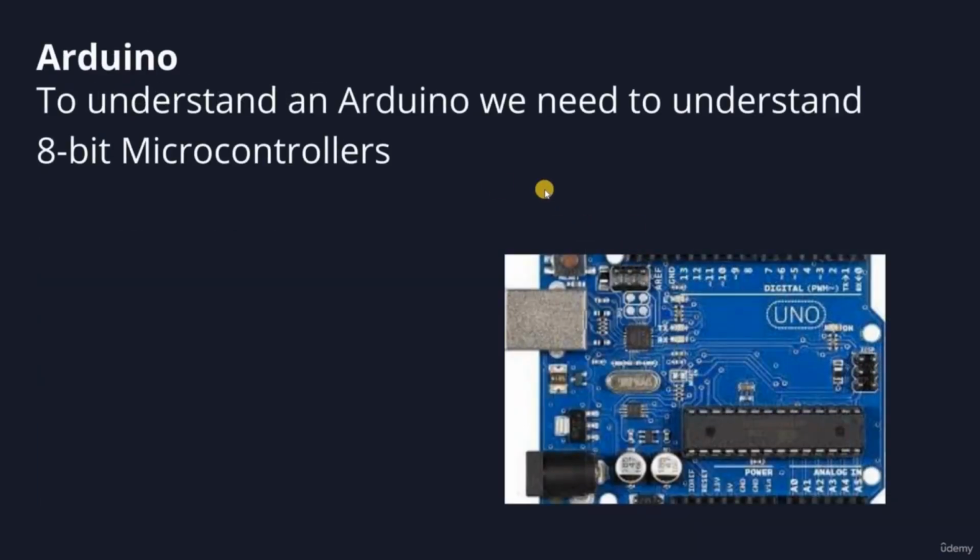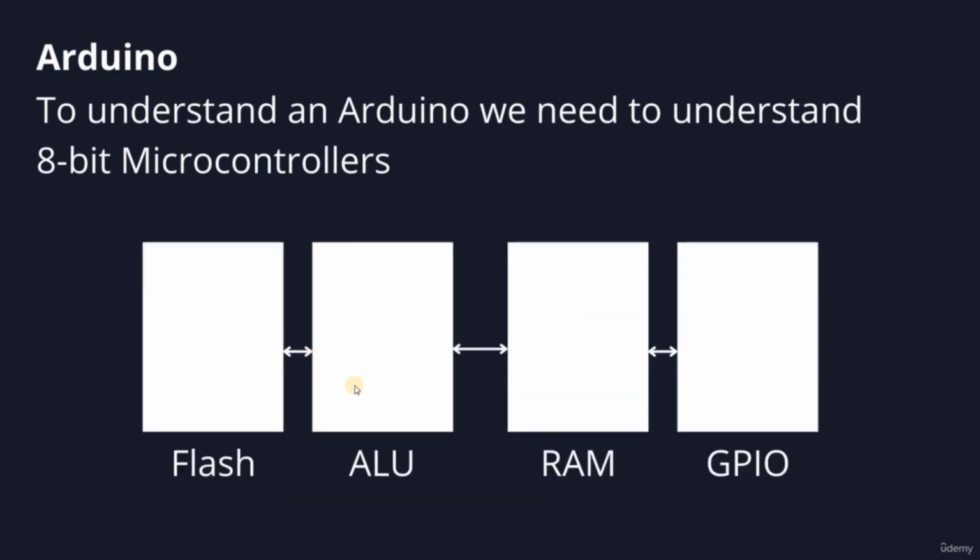So right now, let us jump to the Arduino. In order to understand an Arduino, we need to understand an 8-bit microcontroller, because the Arduino is nothing but an ATmega 32 microcontroller. A microcontroller contains an ALU, a memory, a GPIO, and a flash. We have talked about RAMs and ALUs, but we did not talk about flash and GPIO. Actually, a flash is very similar to the RAM. It's a type of memory, a much faster one.